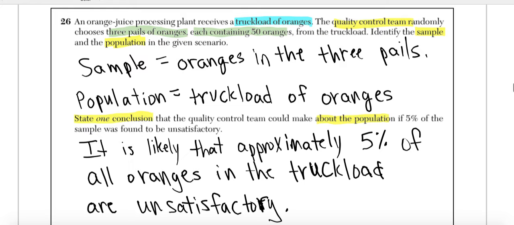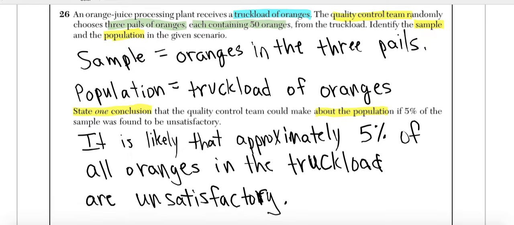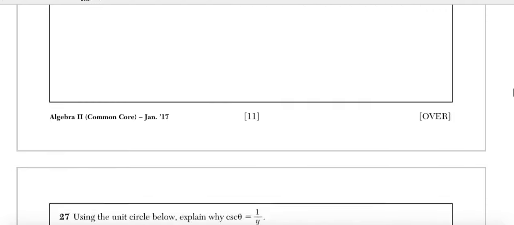It's just knowing how to use a sample to predict properties of the population and identifying sample and population. And the important thing was that it was randomly selected. Otherwise, it would be harder to make a prediction. Moving on to 27. Wow, that's a lot of space here. You don't need all that.